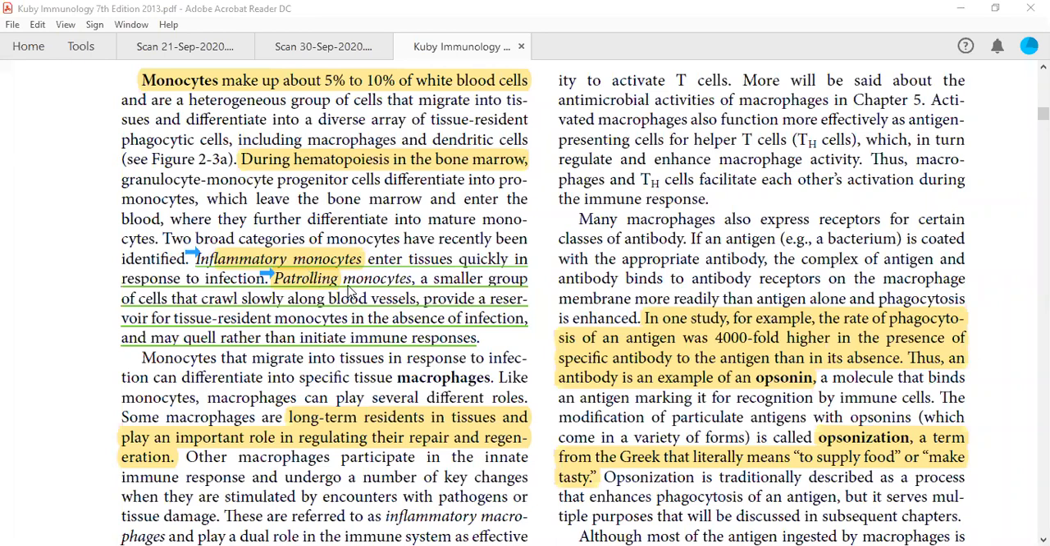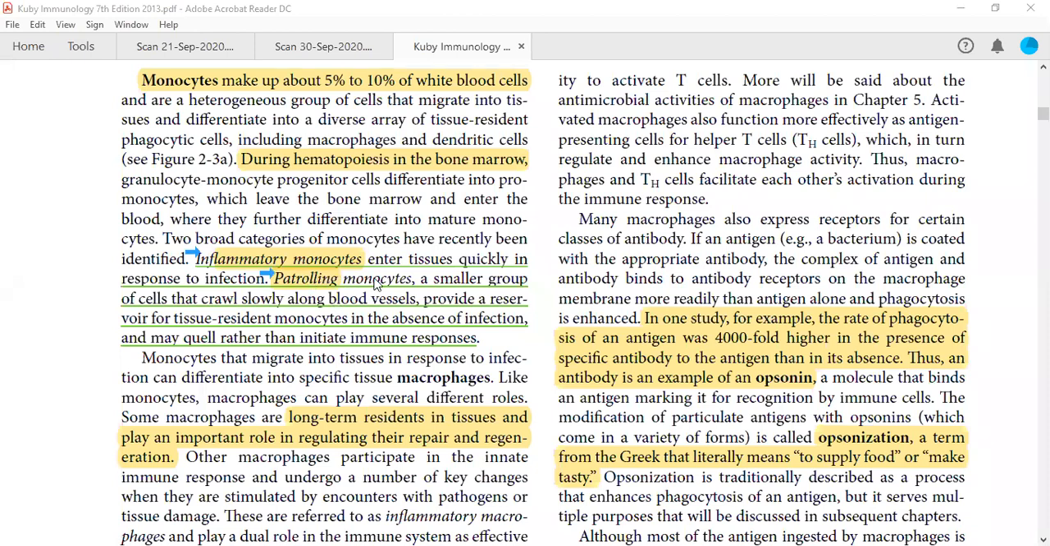Second is patrolling. As the name suggests, they have a patrolling function. They will keep an eye over these infections. So a smaller group of cells that crawl slowly along the blood vessels provide a reservoir for tissue resident monocytes in the absence of an infection. So generally they are also present whenever there is no infection. It is just like police. Police not only take part whenever there is a crime, they also have this patrolling function. They keep an eye to control the crime, right?